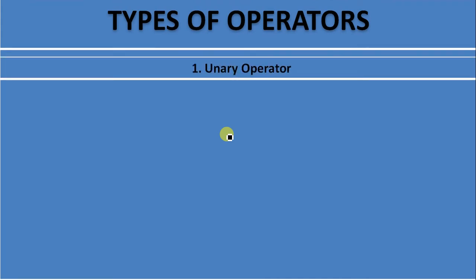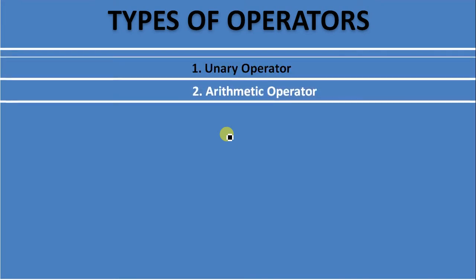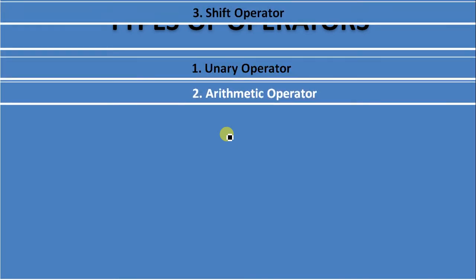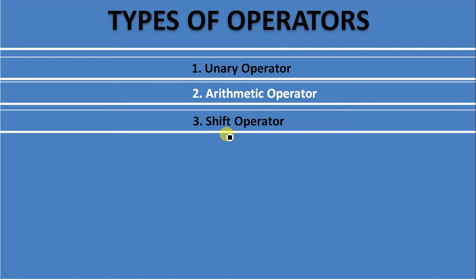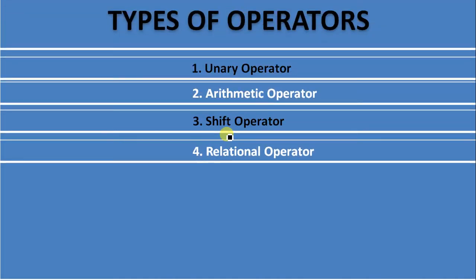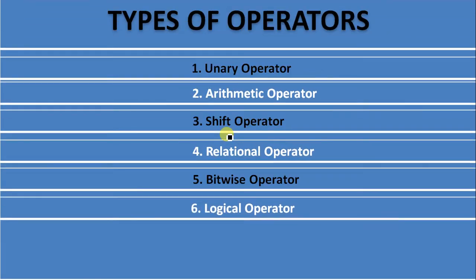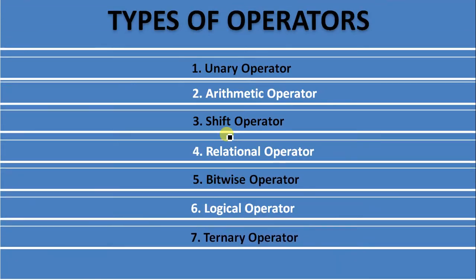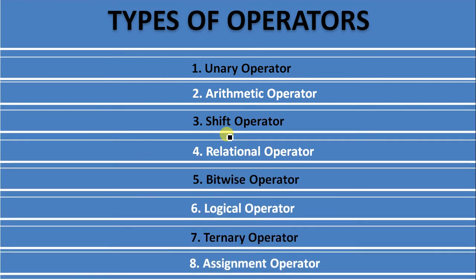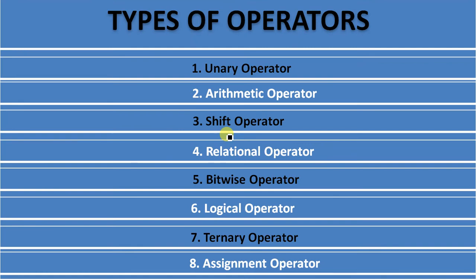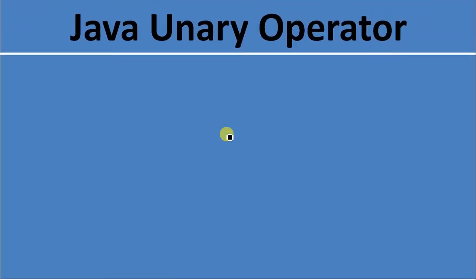Number 1, unary operator. Number 2, arithmetic operator, shift operator, relational operator, bitwise operator, logical operator, ternary operator, assignment operator. So these all are the operators in Java. We will discuss each and every one in detail. First we will discuss the unary operator.